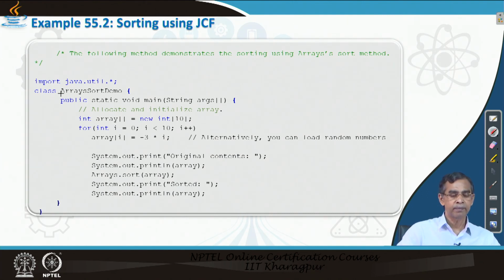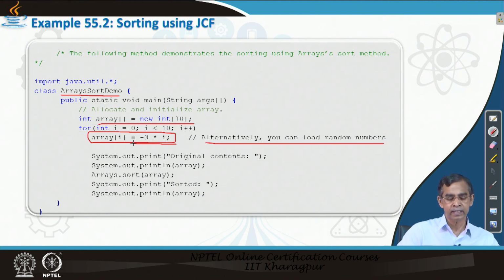Here I am giving the demonstration about using the sort method, Arrays.sort. We declare an array of integers here, and then in this array I store some numbers of my own. These are basically my numbers, negative numbers, and 0 to 30, 20, and minus 27. Alternatively, you can load random numbers also. You can just call the Math.random method and then you can initialize this array, that also you can do.